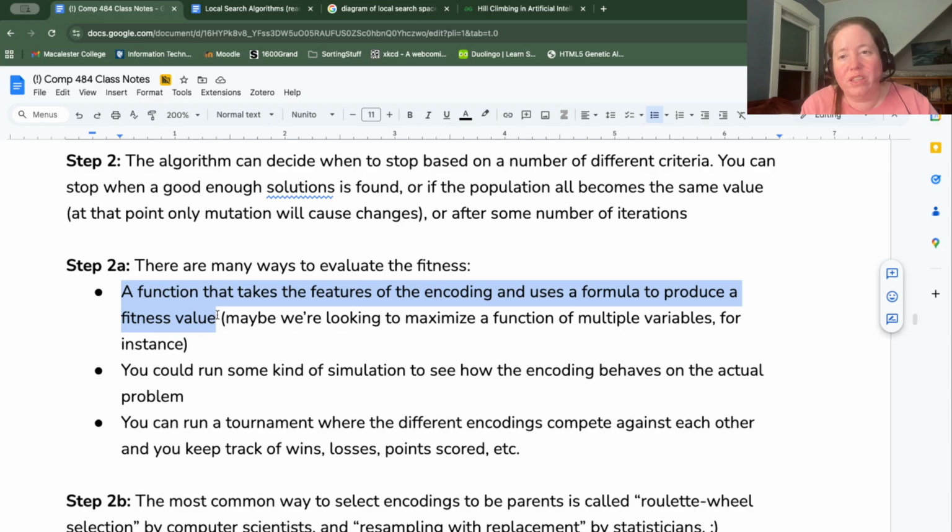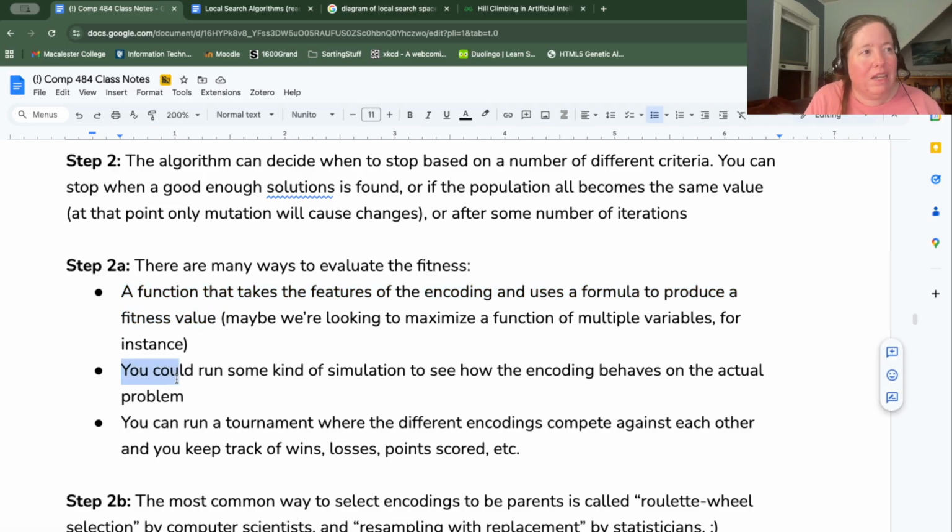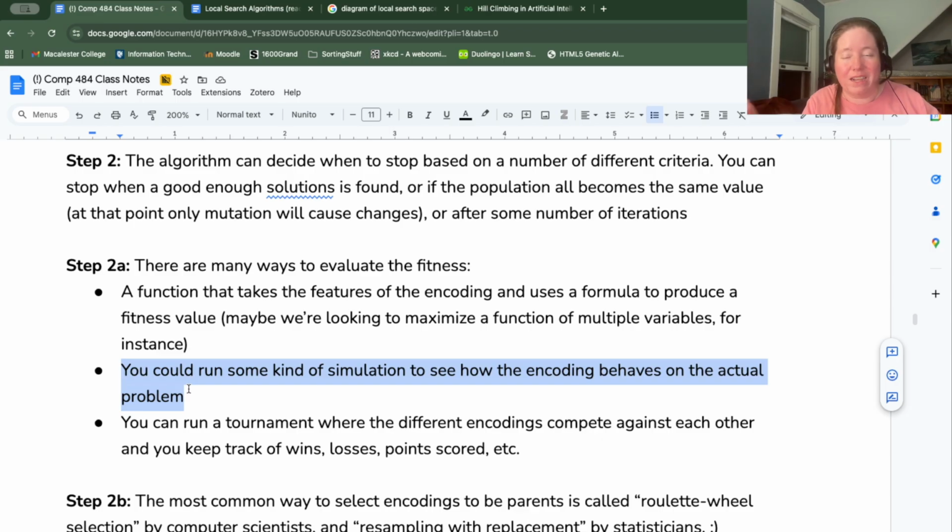You could have a function that takes in the encoding and uses some kind of mathematical formula to produce a fitness value. If you can do that, that's great. Maybe we're trying to maximize a function of some sort, and so this is exactly the way we'd want to do it. You may be faced with a situation where there is no known function, so what do you do instead? If you can't come up with a fixed function, you could instead run some kind of simulation on the encoding. In our case, we are talking about AI problems.